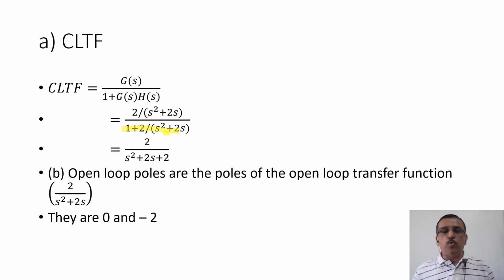What are the open loop poles? Open loop poles correspond to the poles of the open loop transfer function. So 2 by s square plus 2s could be written as 2 by s into s plus 2. So the denominator will become 0 when s is 0 or when s is equal to minus 2.